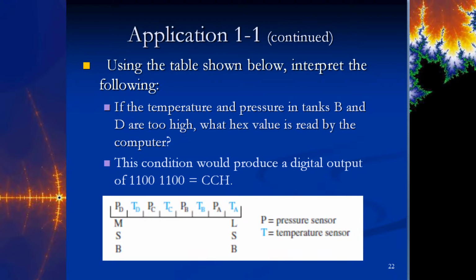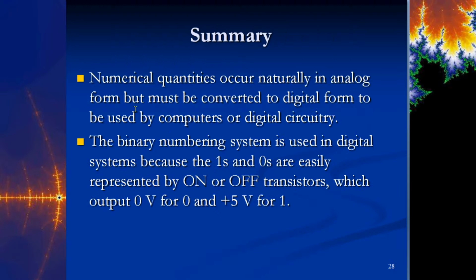I believe that takes us through the end of this. Okay, so let's just recap real quick. So numerical quantities occur naturally in analog form, but must be converted to digital to be used by computers or digital circuitry. Binary number system is used in digital because the ones and zeros are easily represented as I always say, ones and zeros, on or off, yes, no, true, false. To me, all of those things just mean discrete. There's only 2 states.